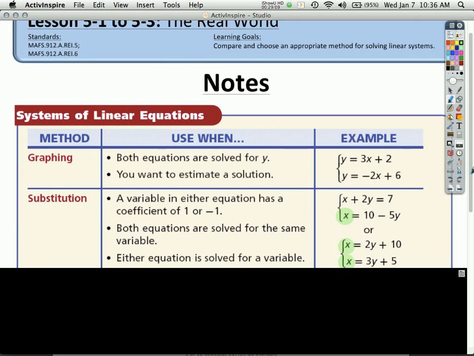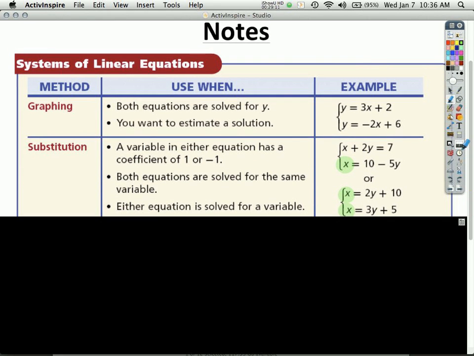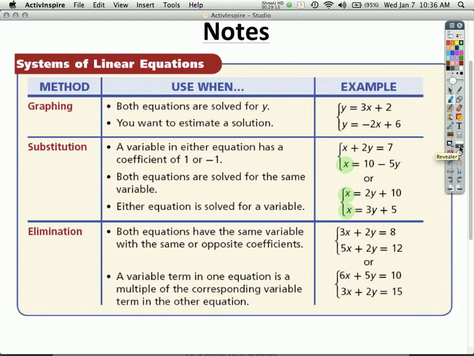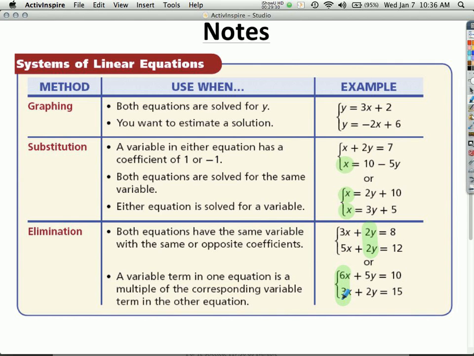What about elimination? Elimination is great when, like Yasmin said, everything is lined up perfectly in standard form, lined up in columns. And if we can easily get opposites, and you can see we can easily get opposites there, and we can easily get opposites there, elimination works well in those situations.